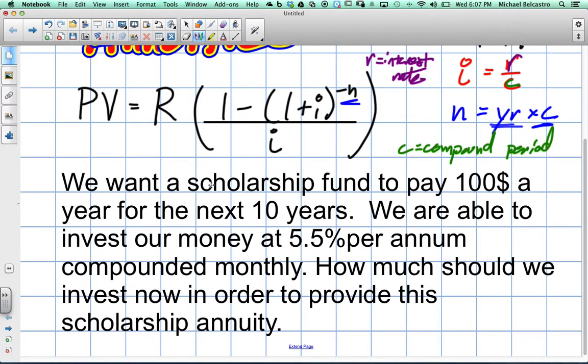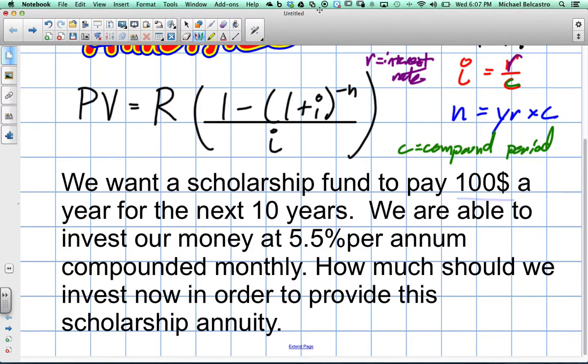So we've been given this question. We want a scholarship fund to pay $100 a year for the next 10 years. So maybe the top student in the course gets $100. We are able to invest our money at 5% or 5.5% per annum compounded monthly. How much should we invest now in order to provide this annuity? So in the end, we need to be able to pay out $100 every single year, okay?